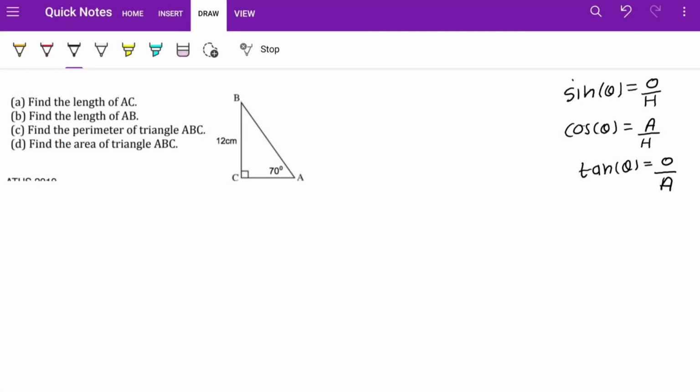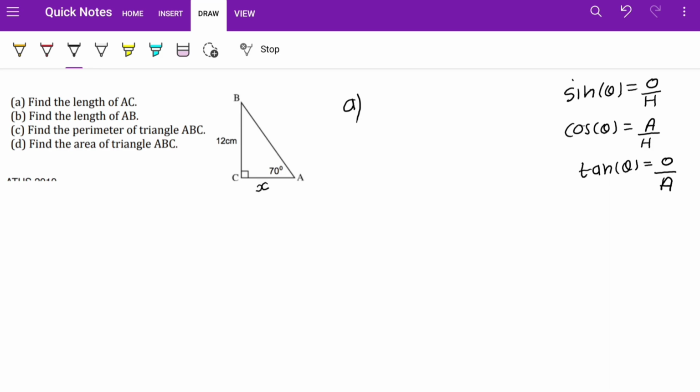So this question involves 4 parts. So we'll start off by doing part A. Part A asks, find the length of AC. So AC is going to be here, so we'll label it as x.